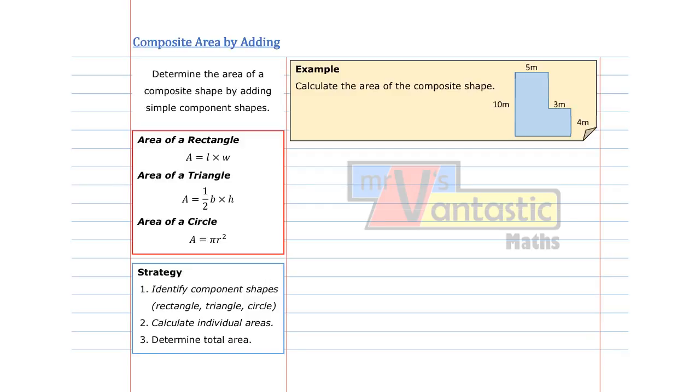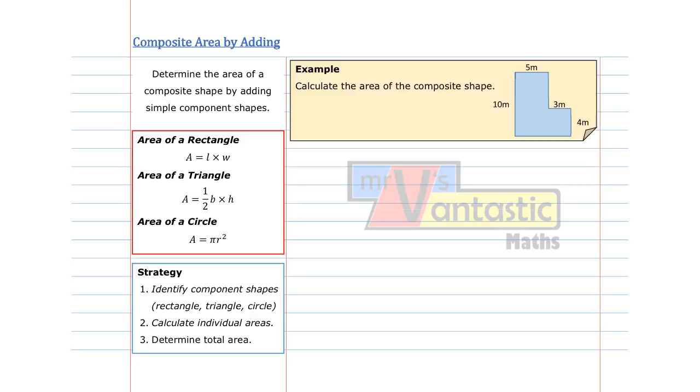This is Mr. V. In this video, we will determine the area of a composite shape by adding simple component shapes. We want to calculate the area of this composite shape. And straight away we can tell that we can't just use a rule to calculate it.